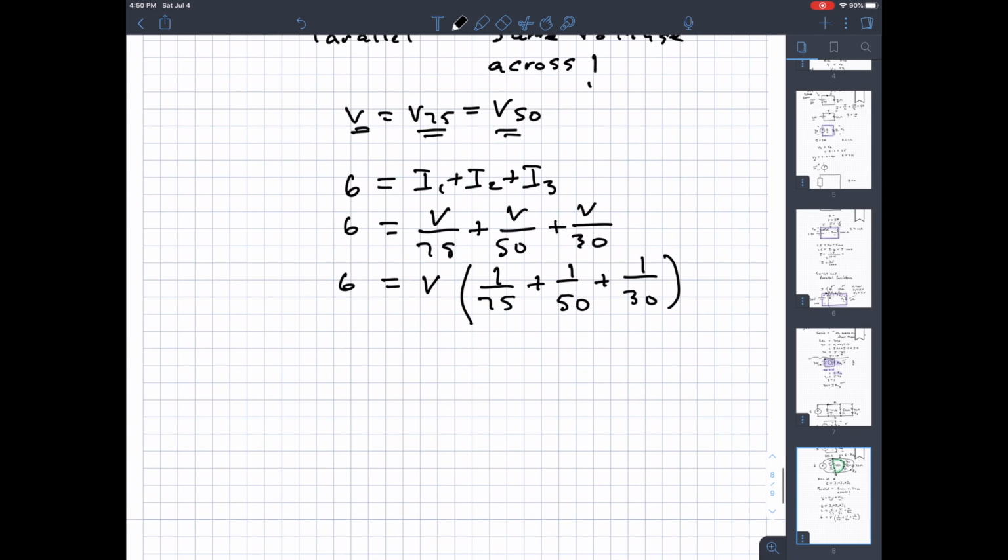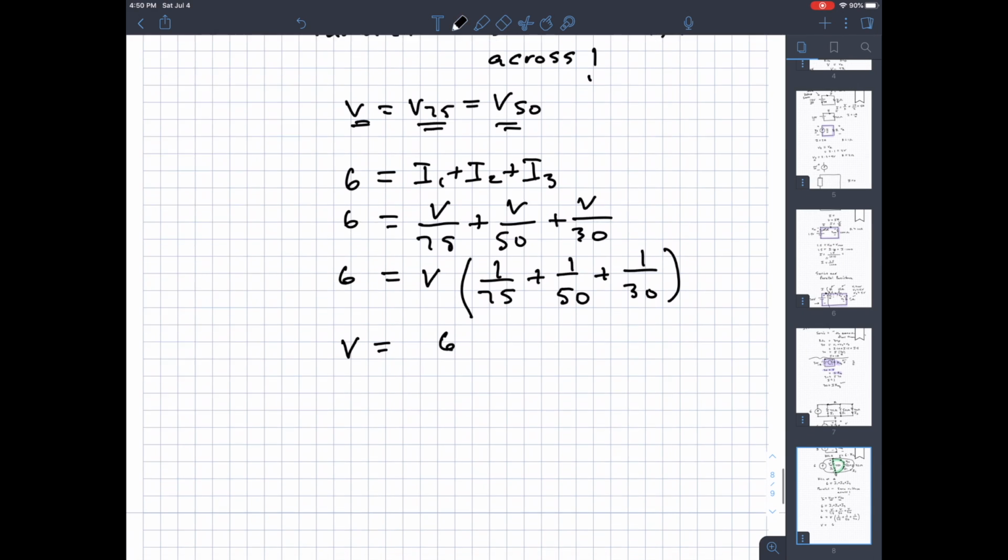Okay, so if I solve for V, V would be the current 6 divided by, I'm going to write over here, 6 times 1 over 75 plus 1 over 50 plus 1 over 30.